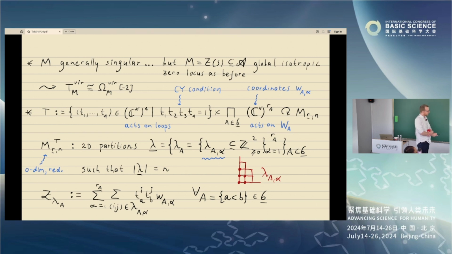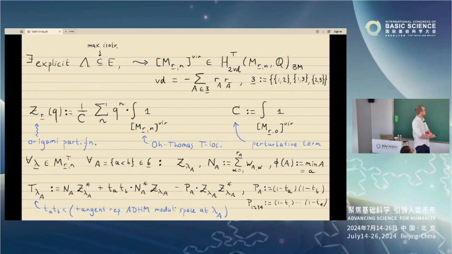Okay, so this acts on M_{R,n}, and the fixed locus is, here dimensionally reduced, just a huge collection of Young diagrams λ_{A,α}, where A runs in 6 bar and α runs from 1 up to the rank R_A, where the total number of boxes is n. Then for each A consisting of a smaller than b, we define a polynomial Z_{λ_A}. It's the sum over all α, sum over all boxes (i,j) in λ_{A,α}, T_a^i T_b^j, and then we also put this framing parameter W_{A,α} here.